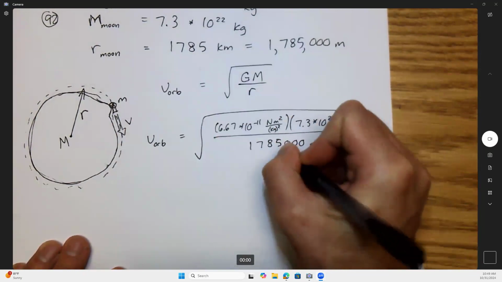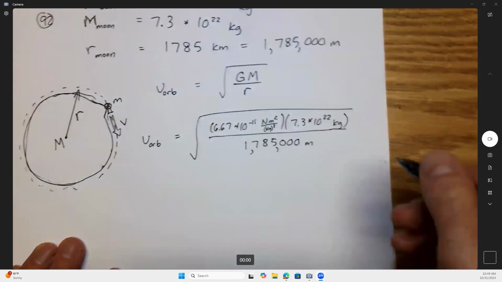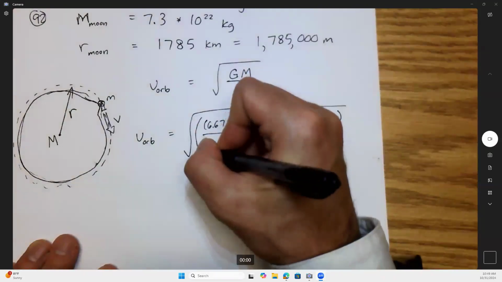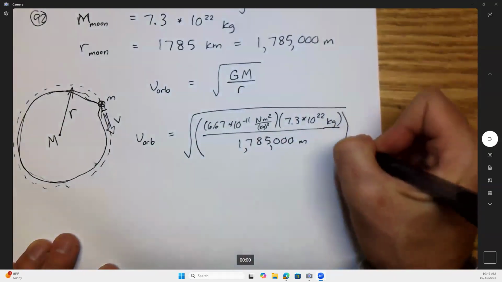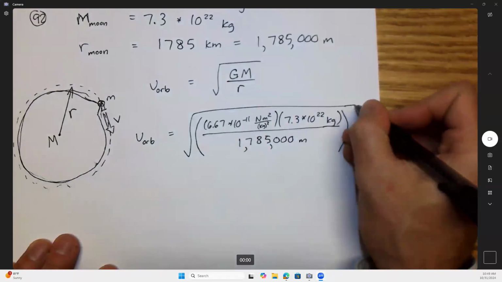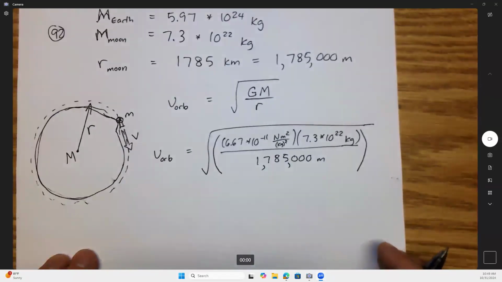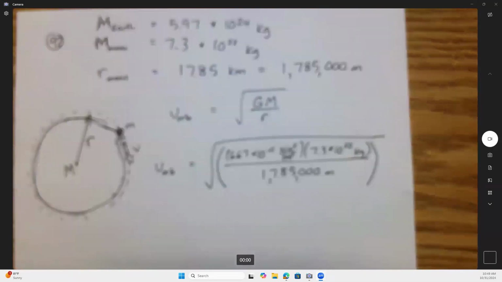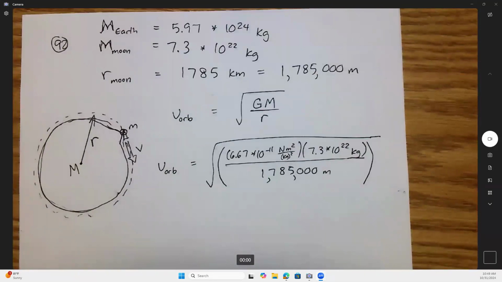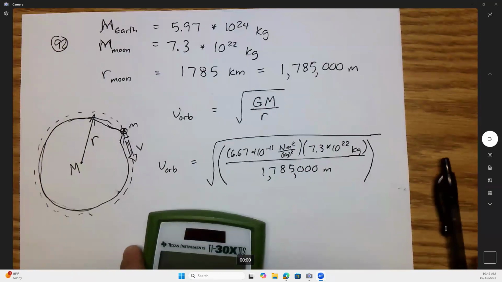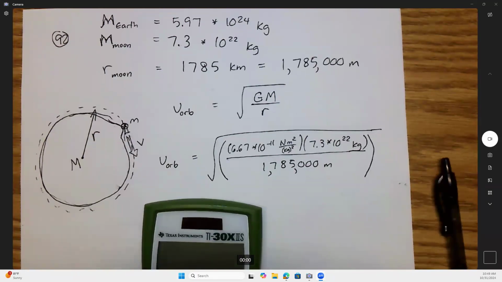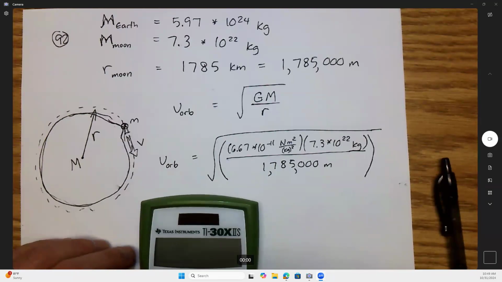That's that many meters. Right. Finally, make sure that when you plug this into your calculator, you have everything grouped correctly. That's part of the fun of this chapter: can you navigate scientific notation and parentheses, square roots and fractions? There's a lot going on here. So I'll do it, you guys do it, and let's see if I get the correct orbital speed.